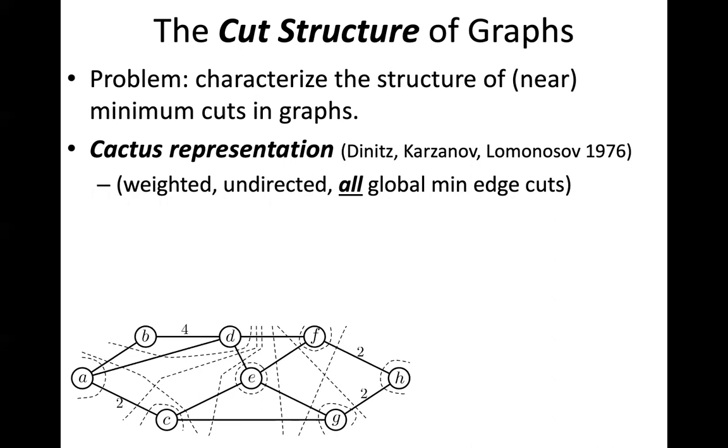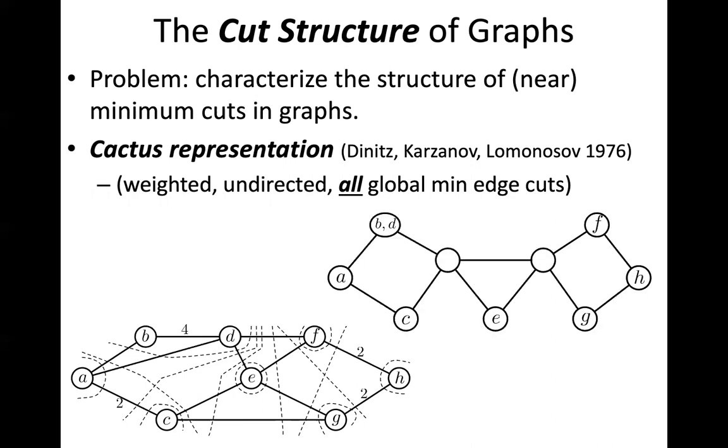These look rather complicated, but they can actually all be simultaneously represented as a cactus, which is a tree of cycles, or a graph in which every edge appears in exactly one cycle. So for example, this cut here is represented in the cactus by cutting 2 edges, namely these 2. So every 2-edge cut in the cactus corresponds to a minimum global edge cut in the original graph.